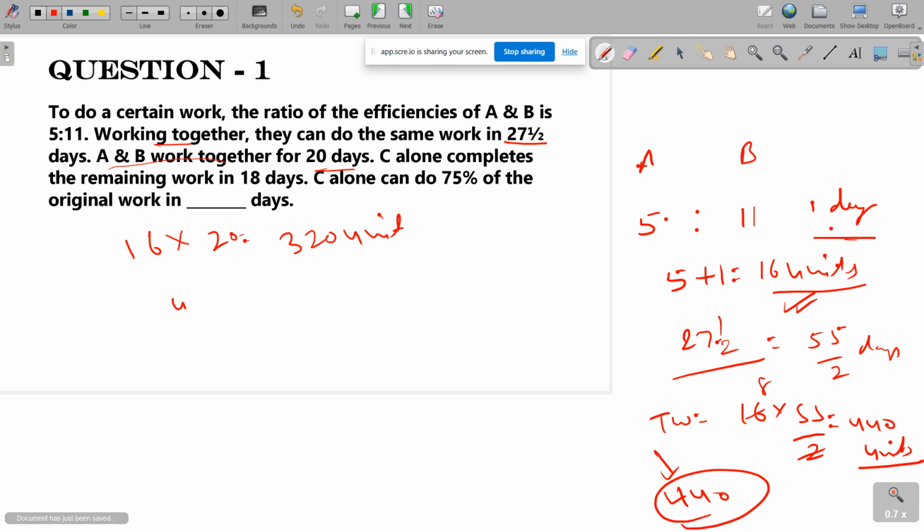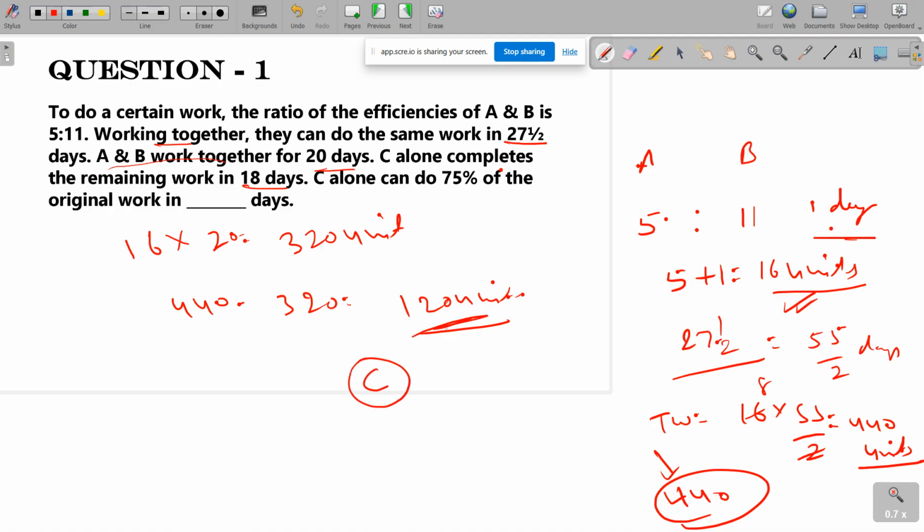How much is remaining? The remaining work is 120 units, still left to be completed. To complete these 120 units, C alone completes the remaining work in 18 days. C comes and says, I'll work alone, and he completed these 120 units in 18 days. So obviously C is slow compared to A and B working together.